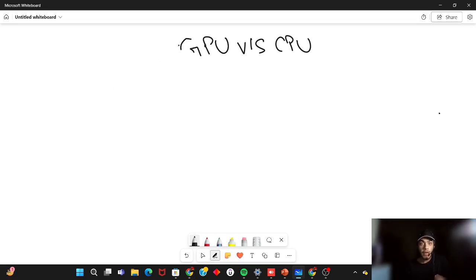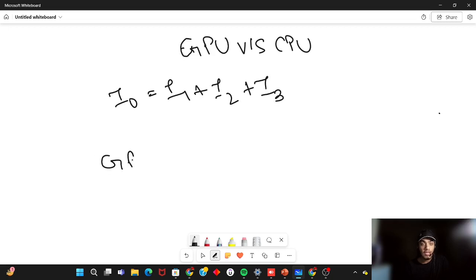Now let's see what would have happened if we had used a GPU instead of a CPU to compute the value of I0. So I'm writing the integral again. I0 is equal to I1 plus I2 plus I3. So a GPU performs calculations in a parallel manner. Parallel manner.